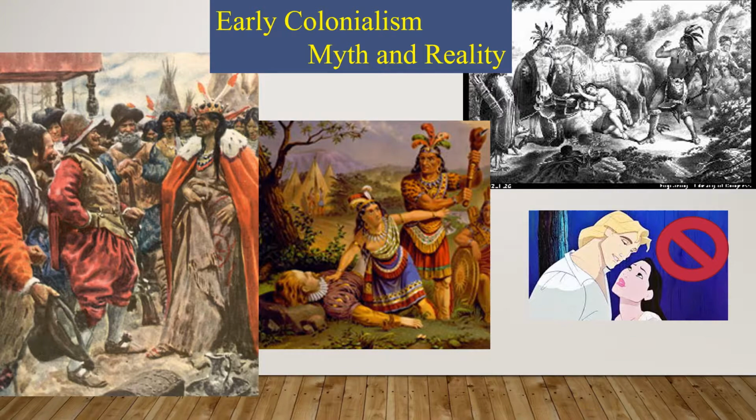Pocahontas, from what we can tell from the Powhatan language, means the precocious one, or the one that's always seeking attention, the one that scampers about. She really was the daughter of Opechancanough. That's true. But whether or not she saved Captain John Smith, that's highly unlikely.